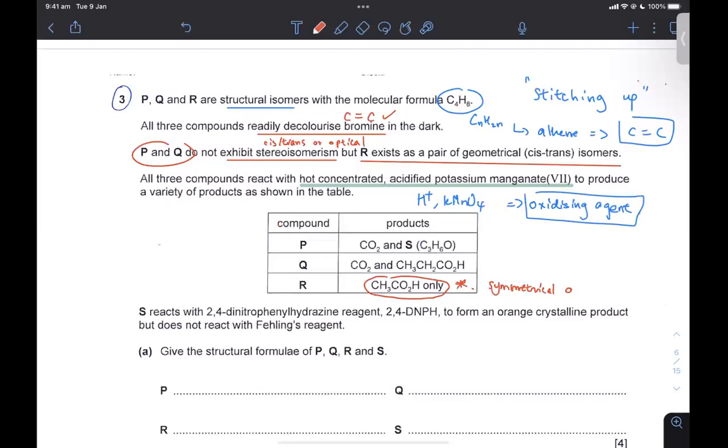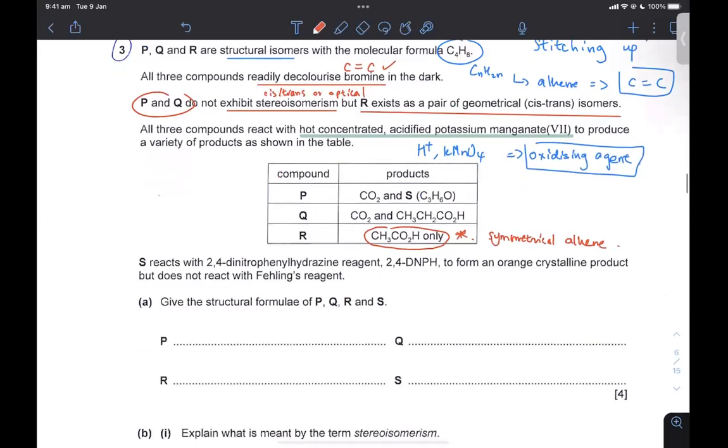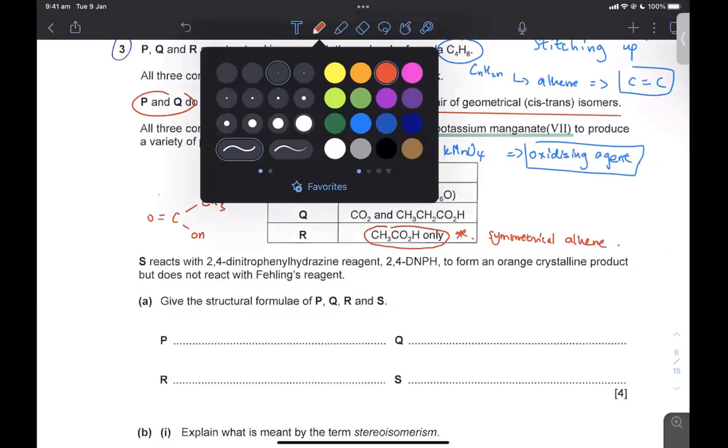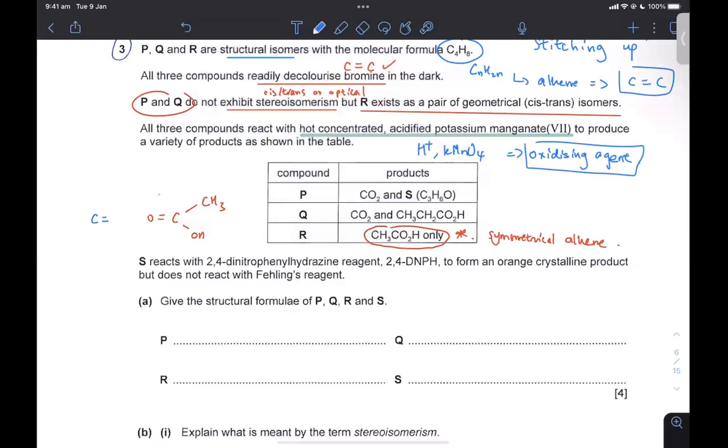So there was a very good reason why I showed you those examples just now. Let me work with R first. What you get is a carboxylic acid, ethanoic acid. Now they ask us, what is the original alkene that gives us the carboxylic acid? Well, I'm just going to draw the carboxylic acid, ethanoic acid, a 2-carbon carboxylic acid, and stitch two of them up together.